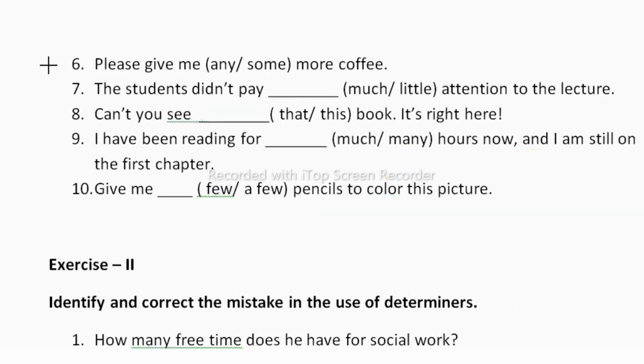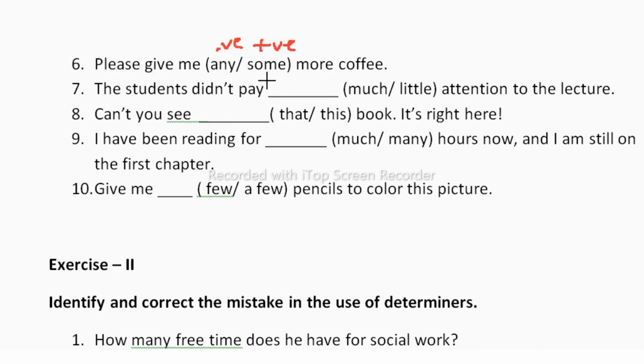Now let's see the sixth one, students. Please give me dash more coffee. Here any shows the negative statement and some shows the positive statement. We use both of these terms with uncountable nouns, but some for the positive statement and any for the negative statement.